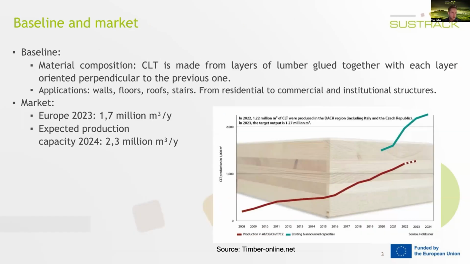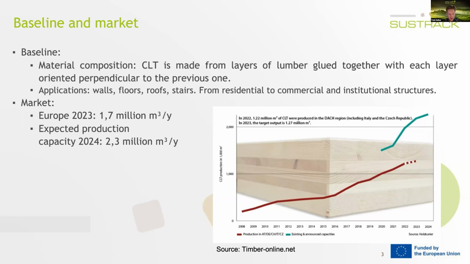Then maybe also a quick overview of the baseline and the market. So yeah, CLT is made up from lumber, and it gets glued together in layers which are perpendicular to each other. Applications can be walls, floors, roofs, and stairs. So it's a very versatile material. It can also be used in residential, commercial, and institutional buildings. It also has the advantage that it can be used for high-rise construction, so it allows for wood high-rise construction.